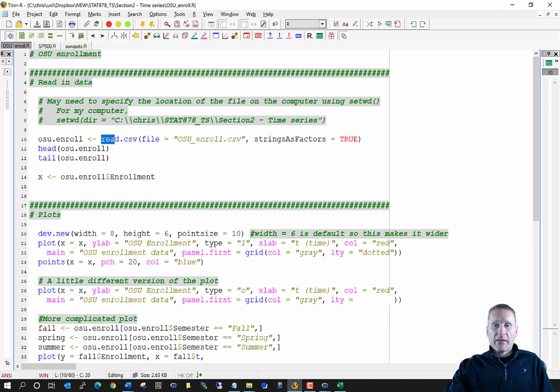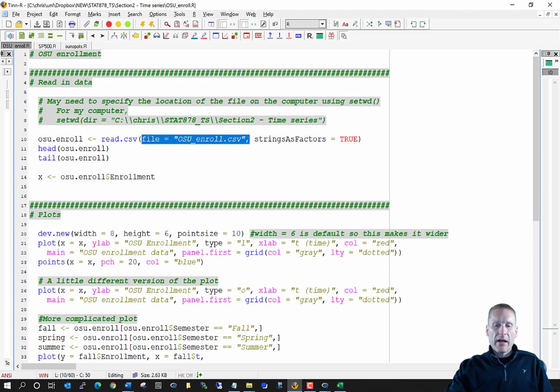Since it's comma delimited, I'm going to simply use the function read.csv, and I specify the file name, OSU_enroll.csv. Now, if you have not indicated in R yet exactly where that folder is, where this file is located, you do need to do that. There are a number of different ways to do that. One is to use the function setwd, which stands for set working directory, and you can put the actual directory structure where your downloaded file is.